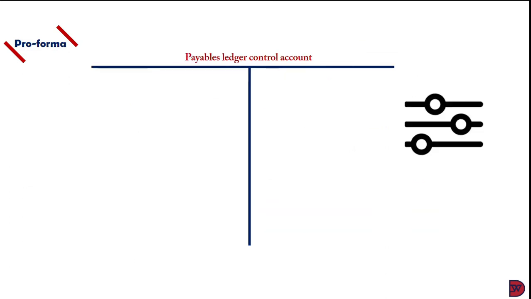We now move to the payable ledger control account pro forma. We will now start with the debit side. We have a balance brought forward. That is where we have overpaid on our balance. So when the payment is made to the payables, it is debited, which will be gleaned from the cash book.